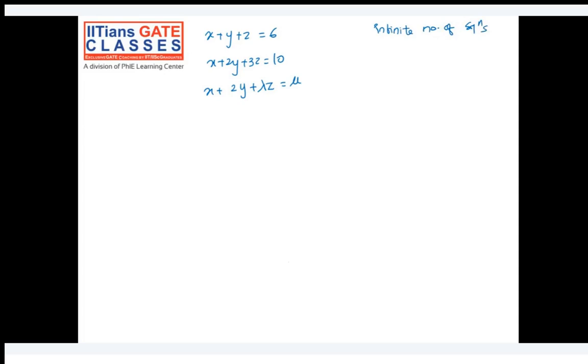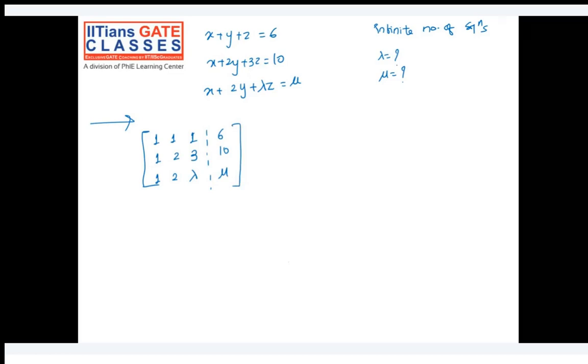I'll repeat the question. We have the set of equations with coefficient matrix 1 1 1, 1 2 3, 1 2 lambda, and the value of b is 6, 10, and mu. This set of equations has an infinite number of solutions. Find the value of mu and lambda. They are telling you that the system of equations has an infinite number of solutions. Use that as a hint and calculate the value of mu and lambda.